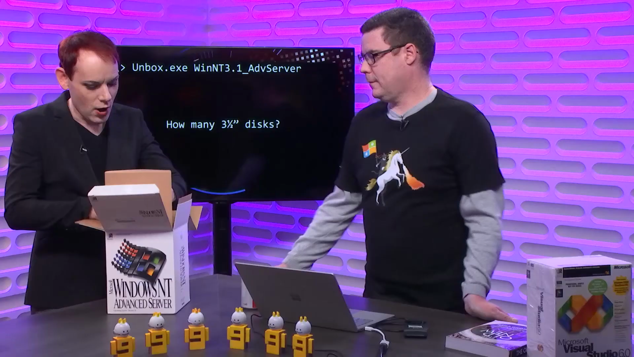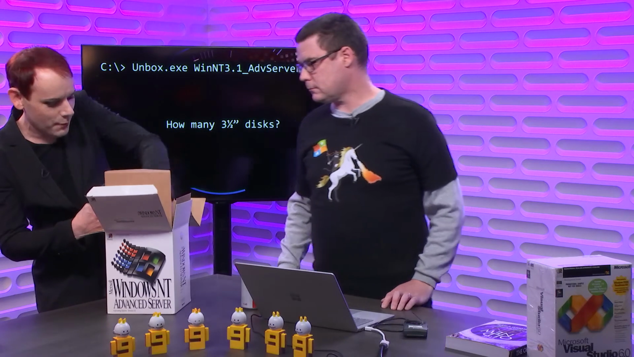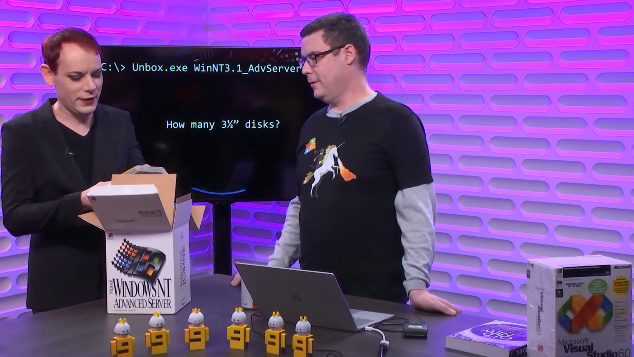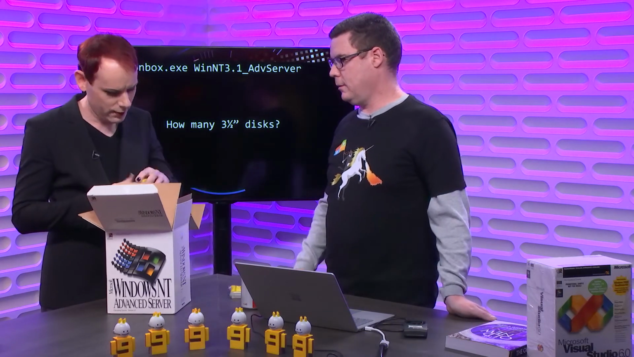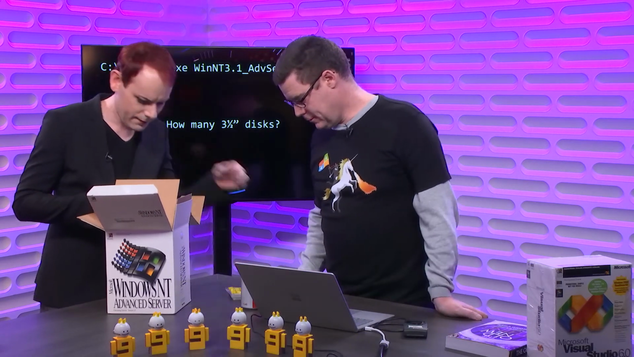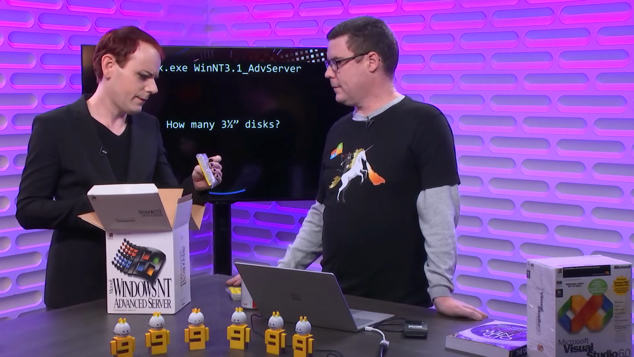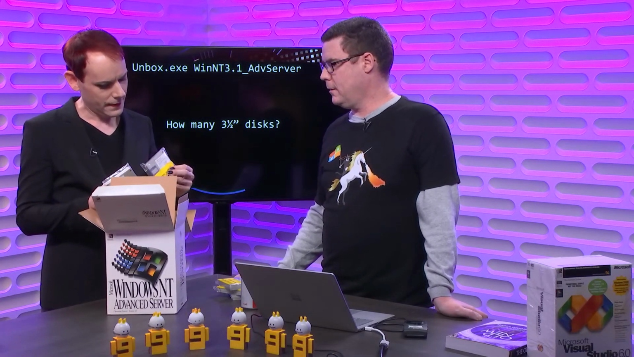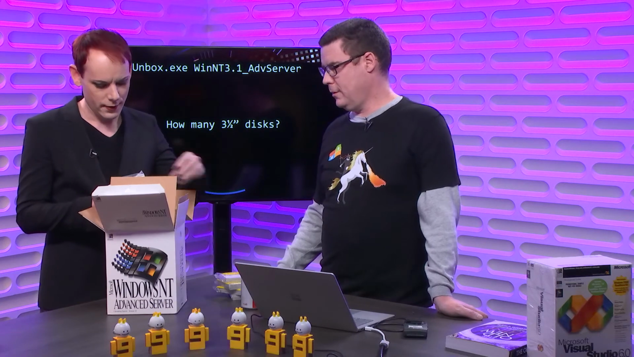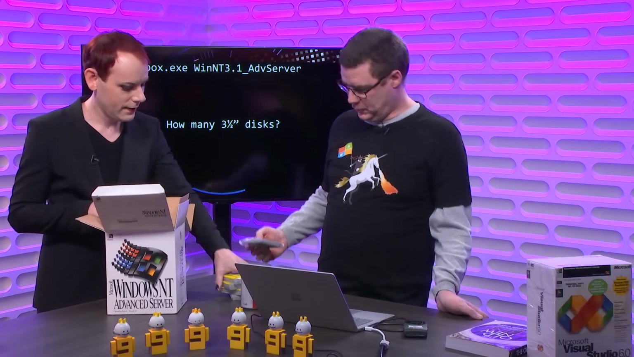Yeah, right. So I'm pulling out shrink-wrapped 1.44 meg floppies. There's a meg on each of those things, so a meg goes a long way. 5 here. What is this? NT. Yeah, 5 there. Another 5. 4. And 5. So 24.